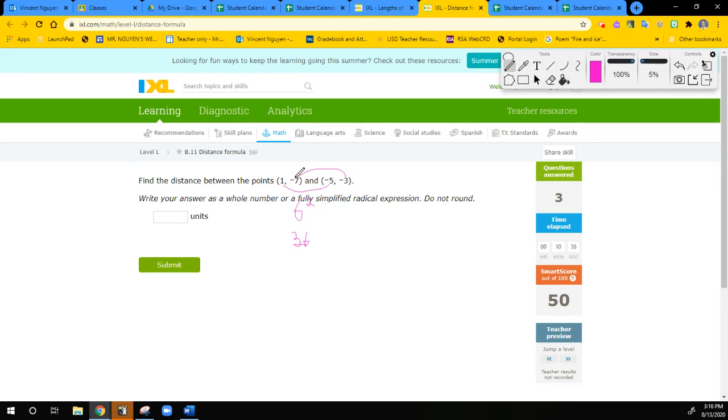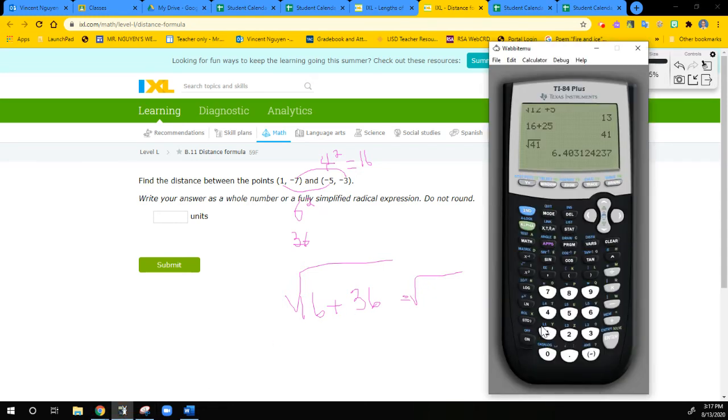And then from negative 7 to negative 3, it's 4 units. You can count. And then you square that. Well, 4 squared is 16. Okay? So I do what? I take the square root of 16 plus 36. But I want to add them first though, right? I want to add them and then see if I can take the square roots. So if I add 16 to 36, if you need a calculator, you can go ahead and pull up your calculator. 16 plus 36 is 52.